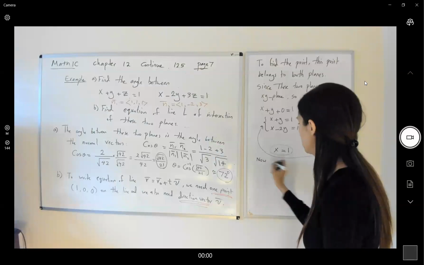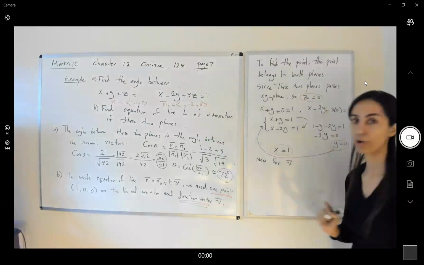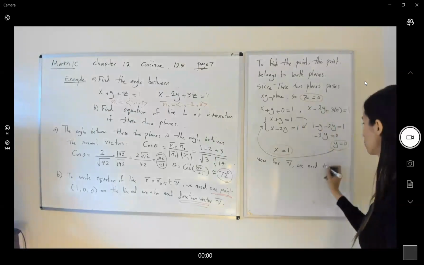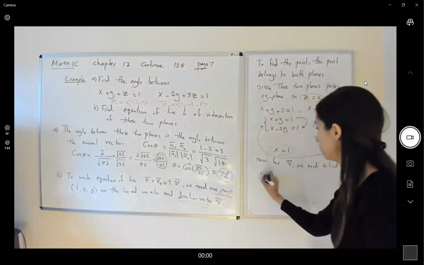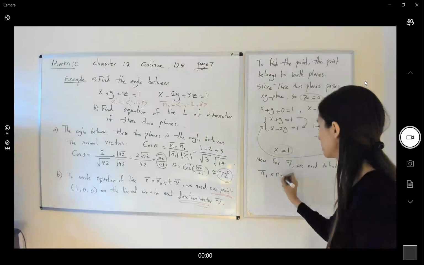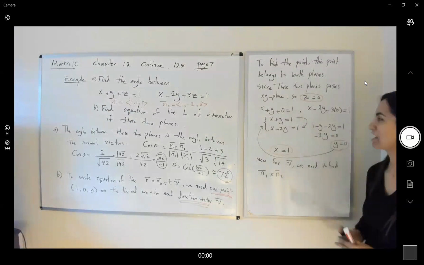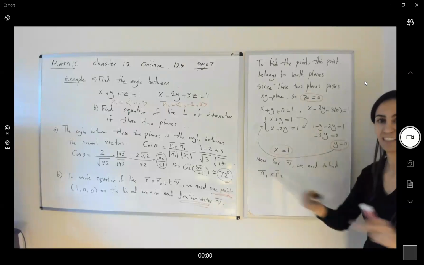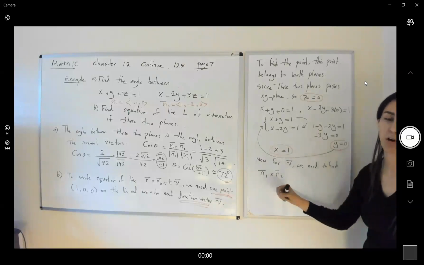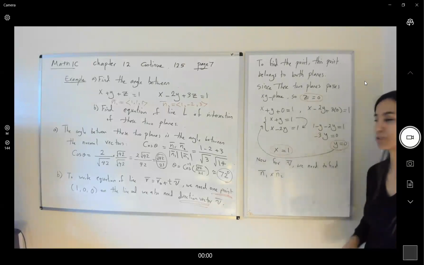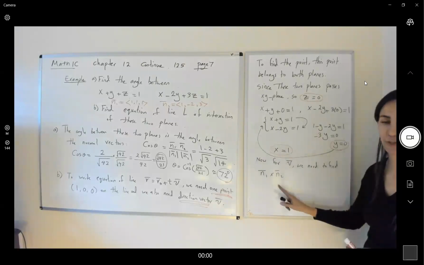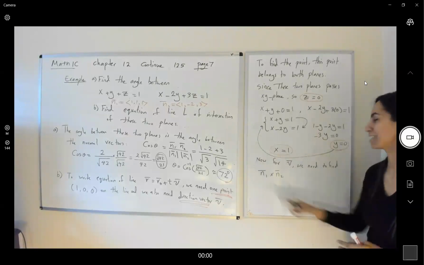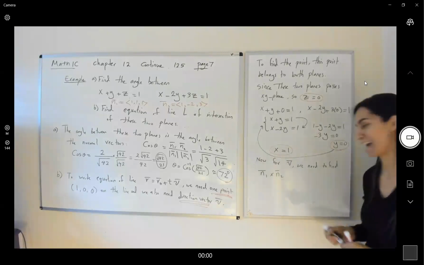Now, for V, or the direction vector, we need to find n1 cross n2. Why is that? This vector is parallel to the line of the intersection of two planes. So of course, it is perpendicular to n1 and it is perpendicular to n2. So to find V, you just need to find simply the cross product between n1 and n2.